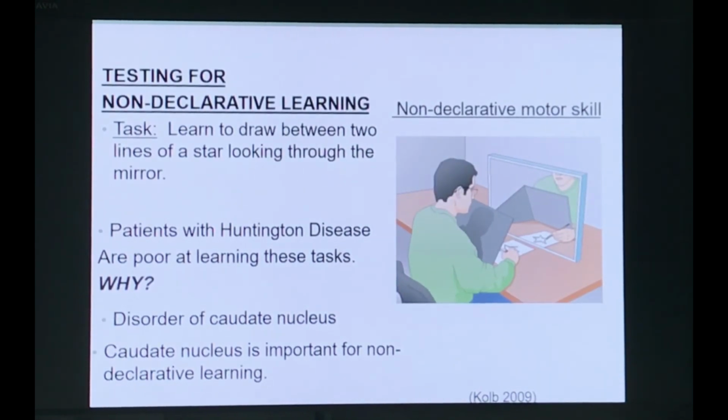This is one of the tests they do if they are suspecting Huntington's disease in a patient. They learn to draw between two lines of a star. They have difficulty to draw, which is a type of non-declarative memory. The patients with Huntington's disease are poor at learning these tasks. They have difficulty in doing these motor skills, mainly due to disorder of the caudate nucleus, which is very important for non-declarative type of learning.